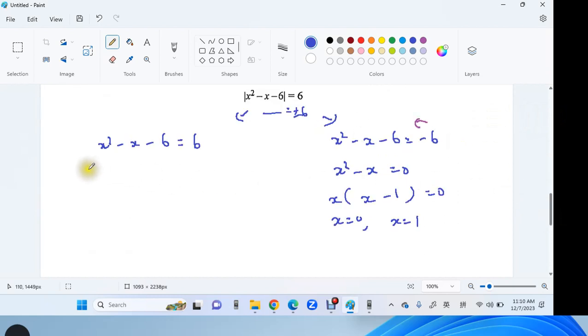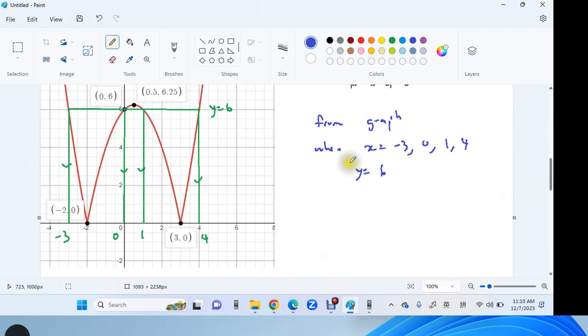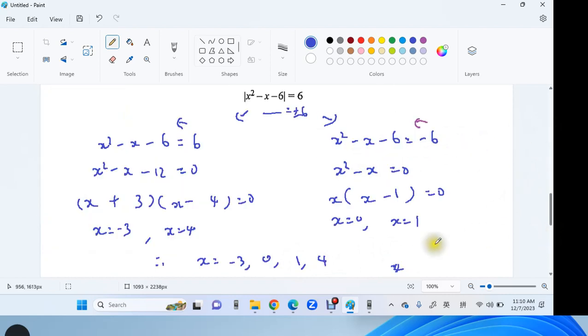And we have this x squared minus x minus 12 equal to 0. Then we do the factorization, so x equal to -3 and x equal to 4. Therefore, x equal to -3, 0, 1, and 4 is the answer.